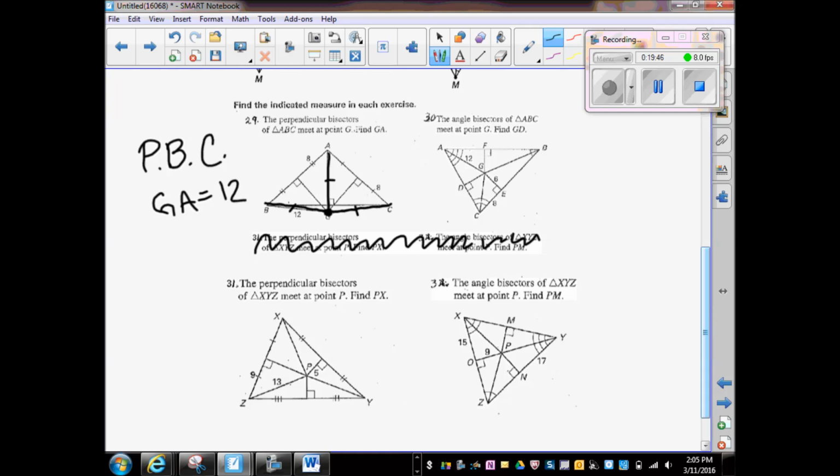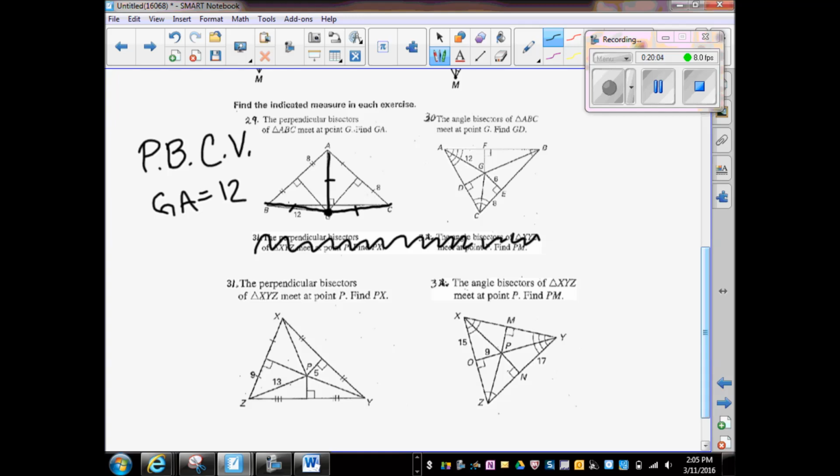Where's the V? Sorry. Is that what you wanted? Yeah. Okay. Equidistant from the vertices. Thus, we know those are the same.